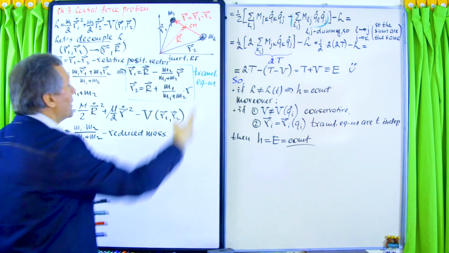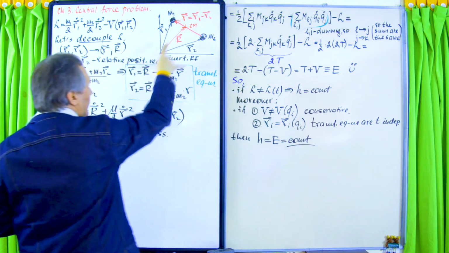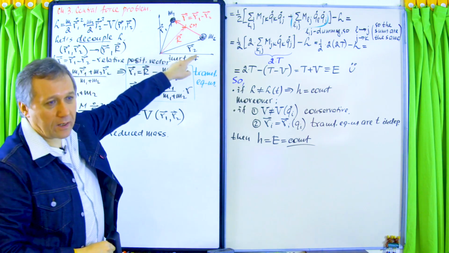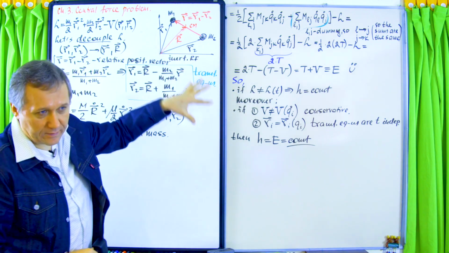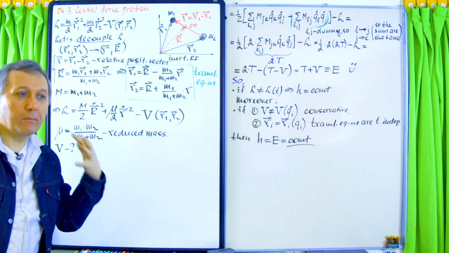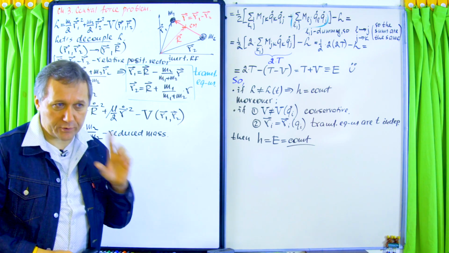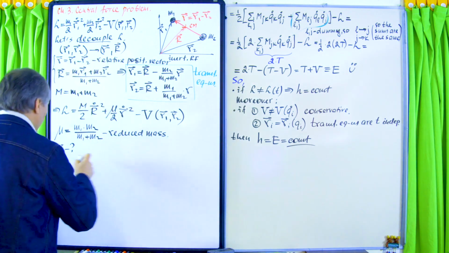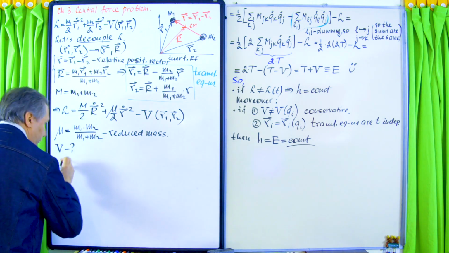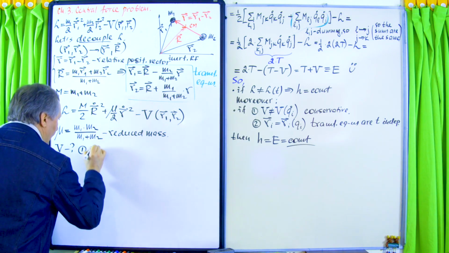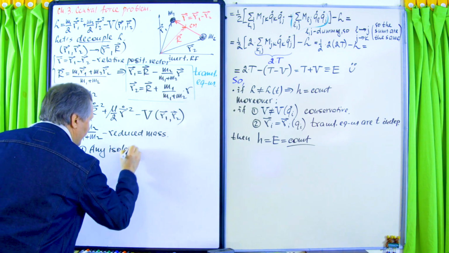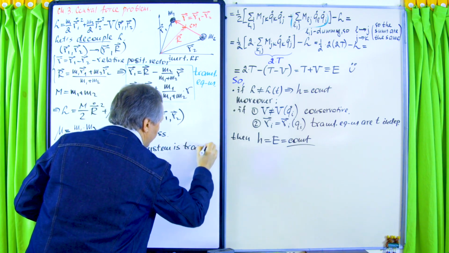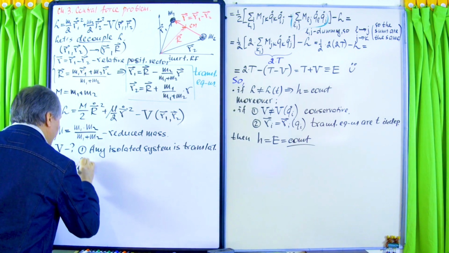Right? So it means that potential energy should not depend, obviously, on where you position your system of two particles. So it should not depend on R1 and R2. It should depend on R1 minus R2, because the system is isolated, and in this case, the system must be translationally invariant. It's a first step simplifying the potential energy, right? So let me write. So number one, any isolated system is translationally invariant.